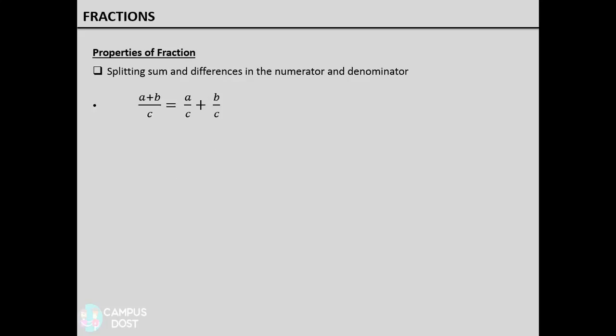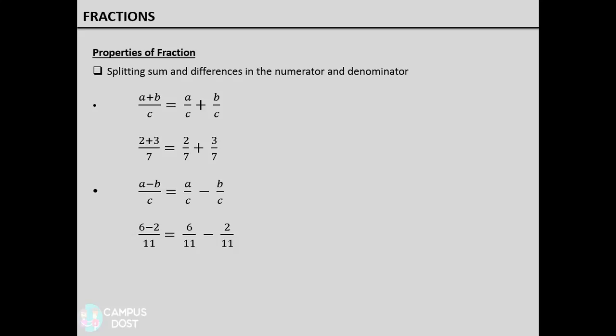Now, there is however a property that does allow us to split a certain kind of sum. It looks like this. Notice that we are splitting the numerator into two parts, but the denominator stays the same. So for example, we can take this fraction and rewrite it as the sum of two fractions. This property also works with subtraction. So this fraction can be written as follows.